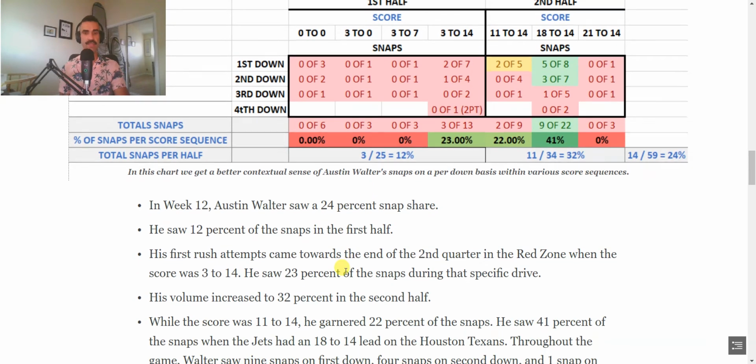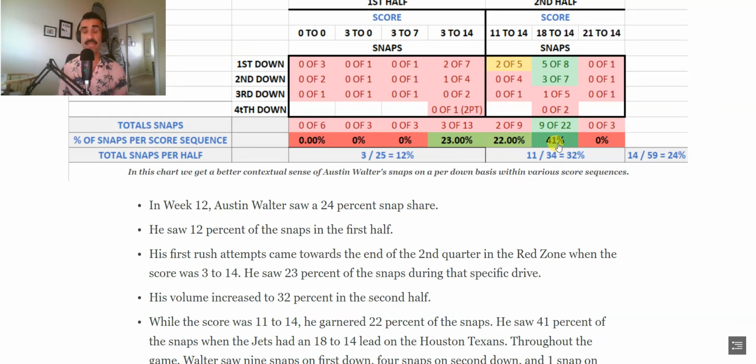So as we see, as they started to get a lead, Austin Walter's volume increased to 32% from 12% in the second half. So he went from 12 to 32%. He came out with 22% of the snaps when the score was 11-14 in the beginning of the second half, right? And then as they gained the lead, he saw 41% of the snaps on a specific drive when they were moving down the field. Or not all one single drive, but this is just altogether, when the score was 18-14, he saw a lot more snaps. So that's a promising sign.